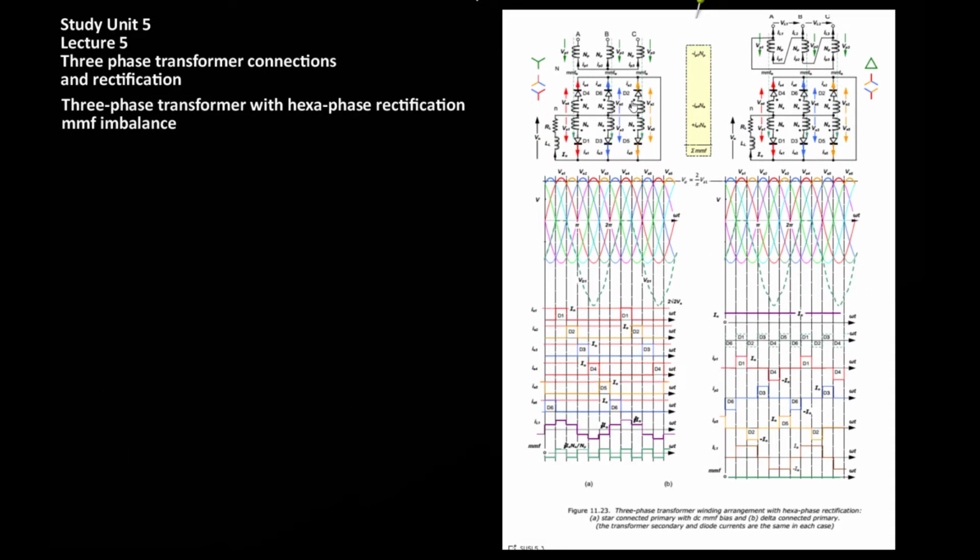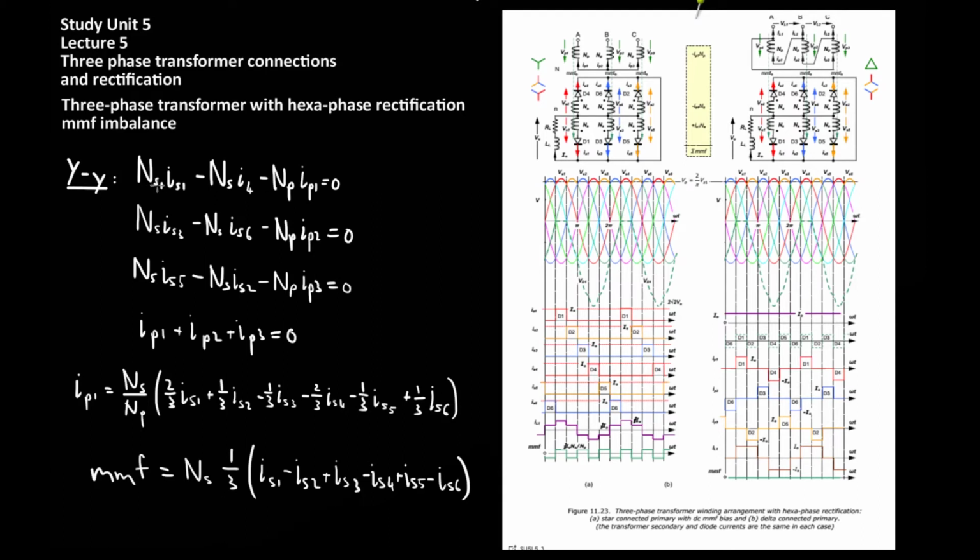Shown in this diagram are once again two different transformer types, and these are two examples of three-phase transformers which make use of hexaphase rectification. In both cases, the secondary consists of a dual Y configuration, but example A has a Y primary and example B has a delta primary. What's interesting about this configuration is that the DC MMF bias is now determined by the primary, whereas in the previous examples it was determined by the secondary.